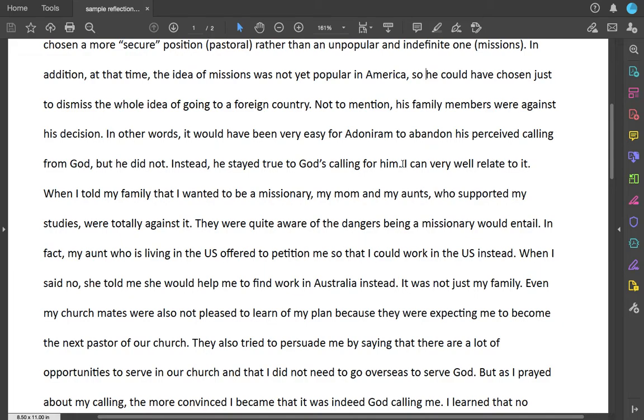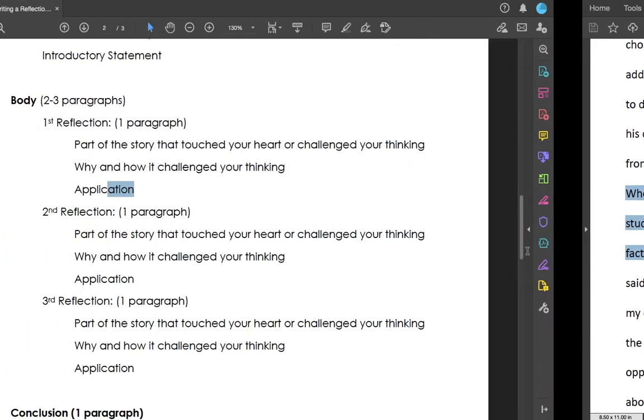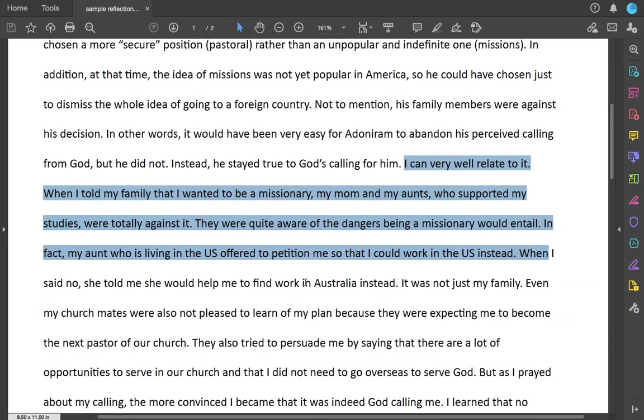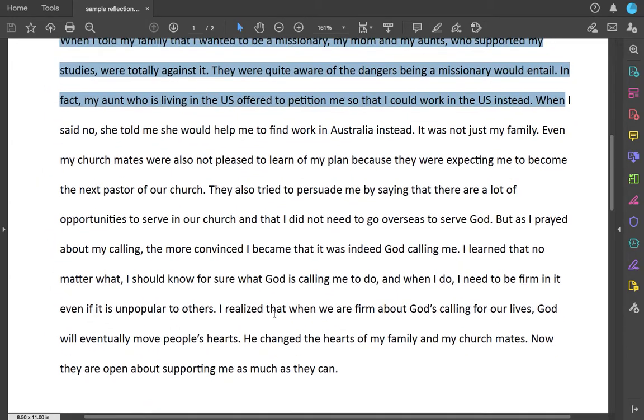And this part right here, this is what I want to point out. I can very well relate to it. When I told my family, try to relate it. Don't force it, okay? But try to find a way you can relate your experience. Since this is a reflection paper, the more you talk about your experience, the more you talk about how well you can relate to the story, the better and the deeper your reflection paper will be. Okay? And then after that, you can talk about your application.